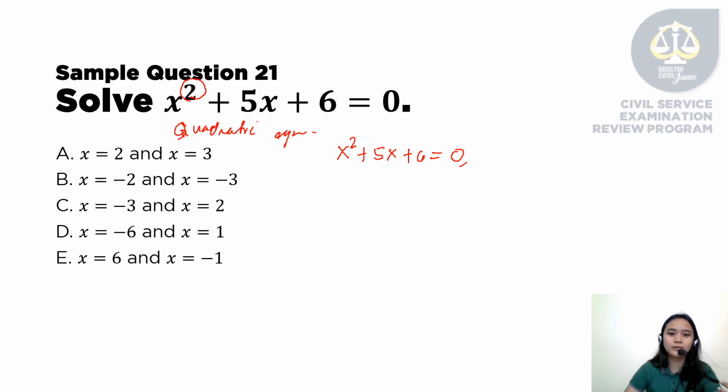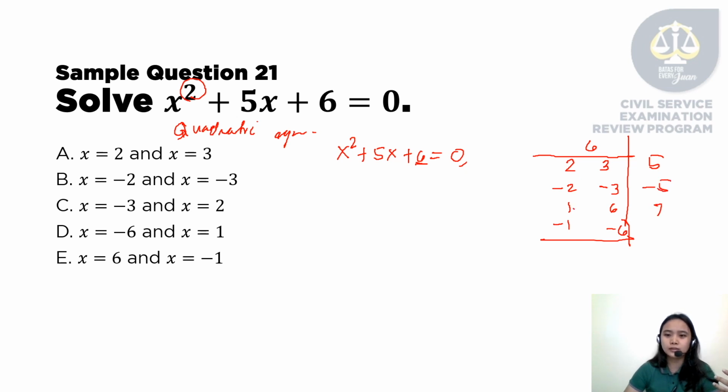And then, paano natin ipa-factor yan? So, tingnan natin yung constant natin na 6. Ano ba yung mga possible factors ng 6 natin? So, andyan yung 2 times 3, negative 2 times negative 3, 1 times 6, negative 1 times negative 6. So, ito yung mga possible factors ng 6 natin. Pero note that, yung sum ng 2 and 3 ay 5, sum ng negative 2 and negative 3 ay negative 5, and then 1, 6 is 7, and then yung susunod ay negative 7.